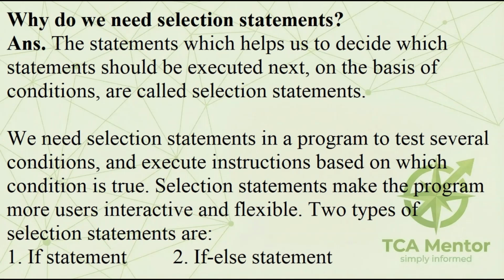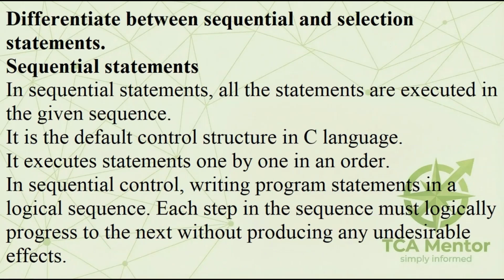Two types of selection statements are if statement and if-else statement. Differentiate between sequential and selection statements. Answer. Sequential statements. In sequential statements, all the statements are executed in the given sequence. It is the default control structure in C language. It executes statements one by one in an order. In sequential control, program statements are written in a logical sequence. Each step in the sequence must logically progress to the next without producing any undesirable effects.